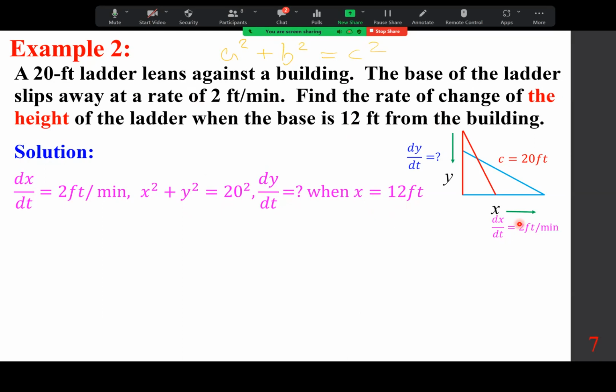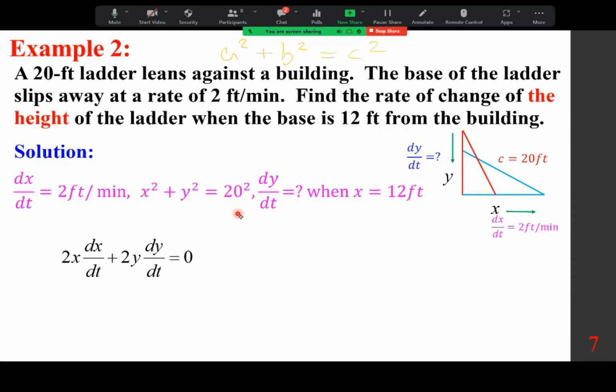So let's see what is the process of finding the answer. Here's the relationship, x squared plus y squared equals 20 squared. And we are going to differentiate both sides with respect to t. This becomes 2x dx/dt. It's important to know the derivative of x is no longer 1 because the independent variable is t. 2x dx/dt plus 2y dy/dt equals 400, 20 squared or 400 or any other number, the derivative is 0.